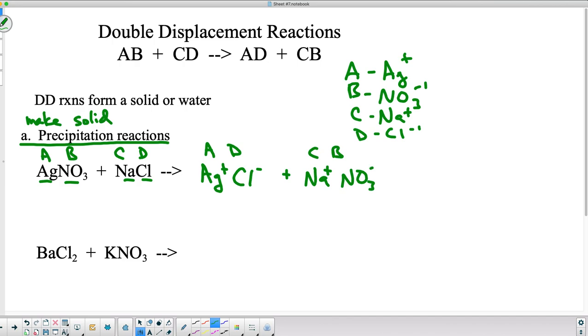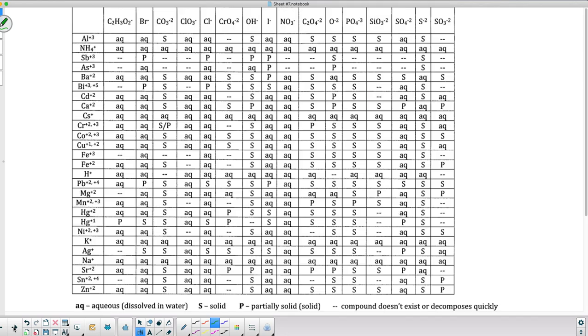Okay, so now that I have these together, I'm going to look at something called the solubility chart, and this is attached. This is part of the equation test sheet that I have attached to this assignment. So go back to the assignment and open that back up and follow along with what we have here. So the first one was the A and D was silver ion and chloride ion.